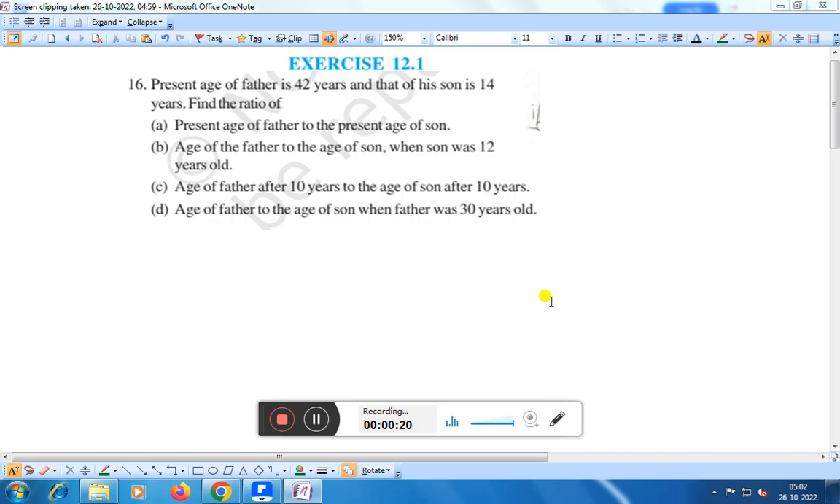B. Age of the father to the age of son when son was 12 years old. C. Age of father after 10 years to the age of son after 10 years. D. Age of father to the age of son when father was 30 years old. Right. Now we'll solve this problem in this way.